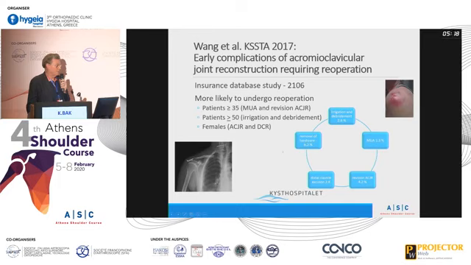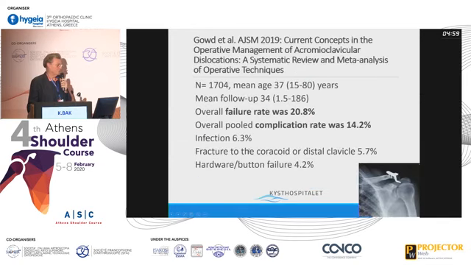If you look at this insurance database study, the failure rates are not very high, but they looked at who were the patients that got the complications. It was only over 35 years. It was mostly frozen shoulders or revisions. Over 50 were more commonly infections. And then females were more likely to have a new revision, reconstruction, or a distal clavicle resection.